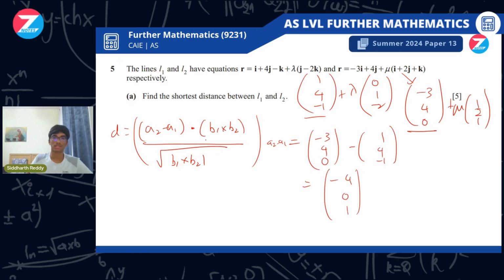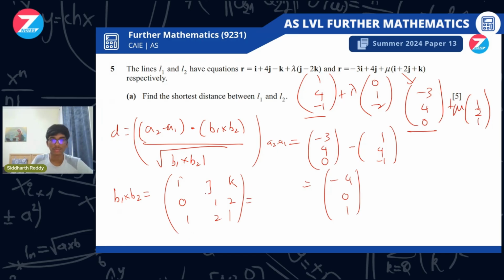And let's take this cross product also. So b1 cross b2 is equal to the ijk determinant of these direction vectors, so 0, 1, 2 and 1, 2, 1. Again, you can solve this using a calculator, but I'll just solve it in front of you guys.